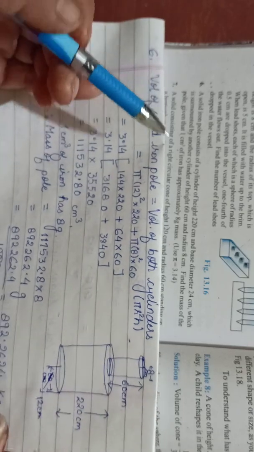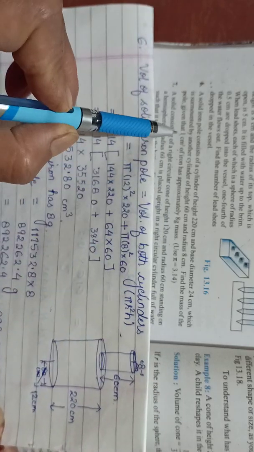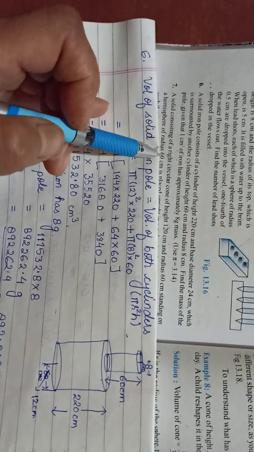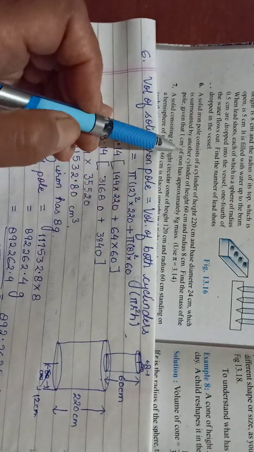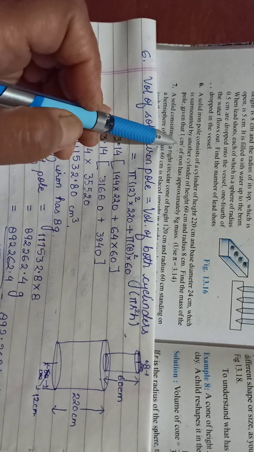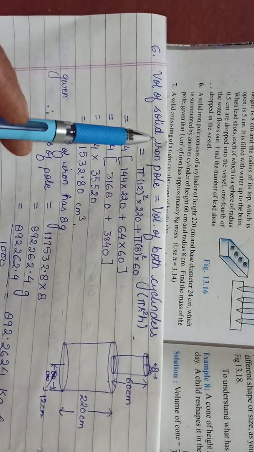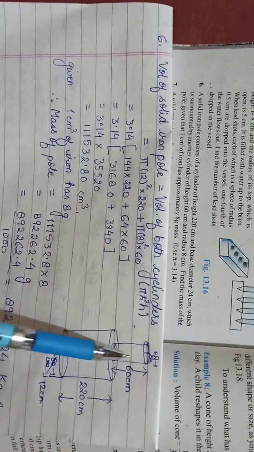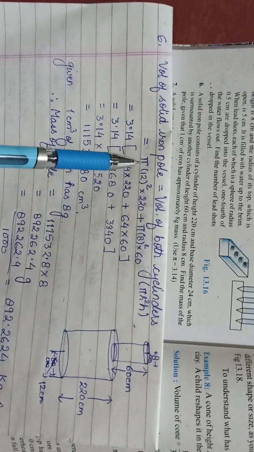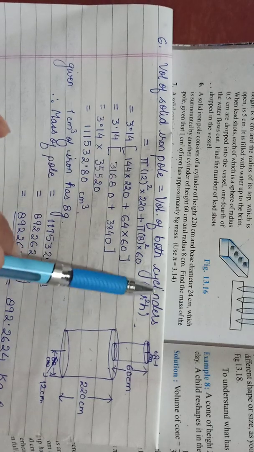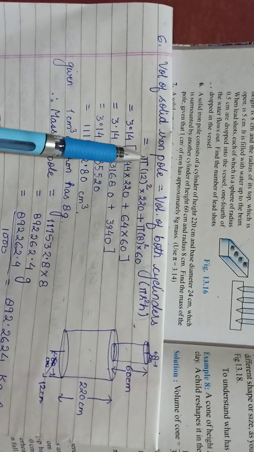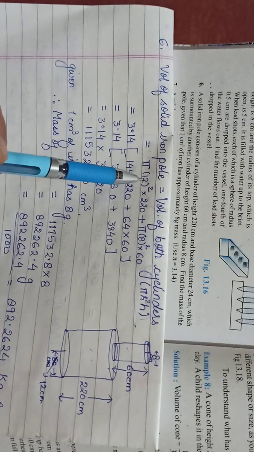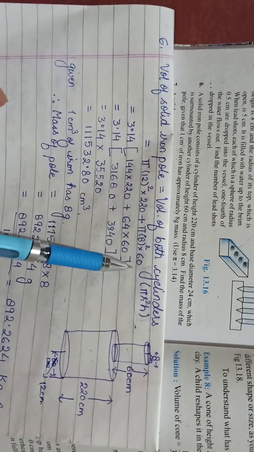So simple enough. First we'll find the volume, because 1 centimeter cube of iron weighs 8 grams. So this is the unit of volume. So first we need to find the volume. Volume of the solid iron pole would be the volume of the two cylinders, this plus this. So a cylinder's volume is pi r square h. I've put the dimensions straight away. So pi for the lower cylinder, r is 12 and h is this. Likewise, put the values here.